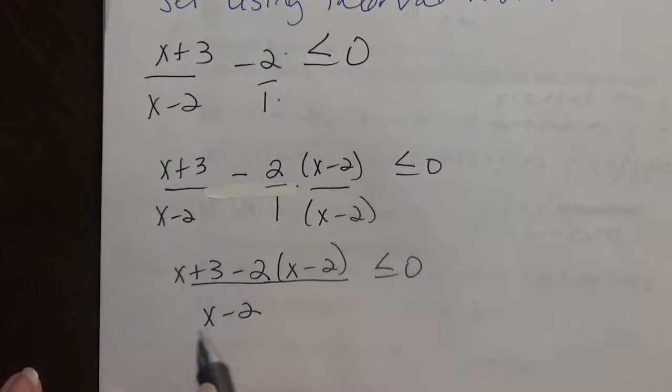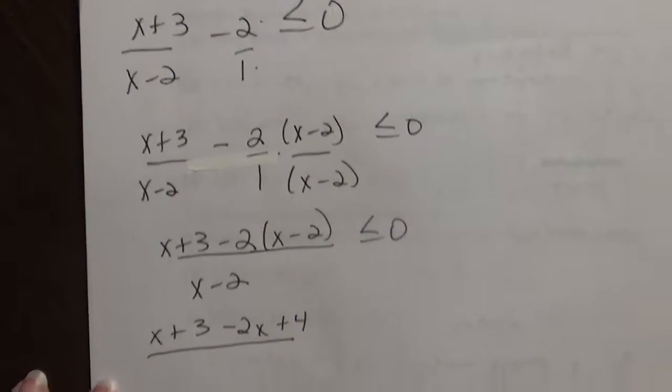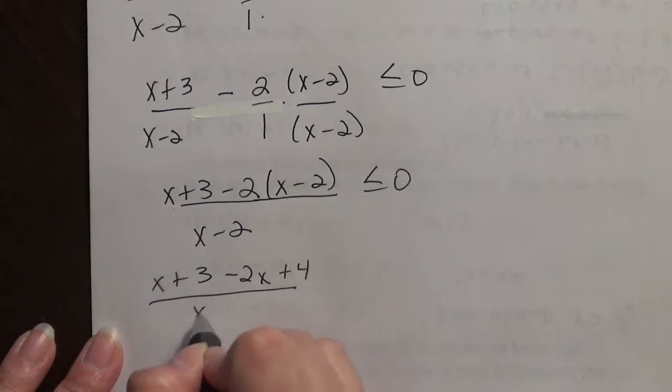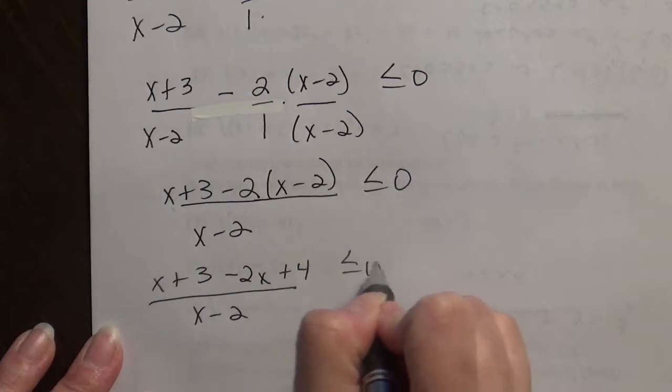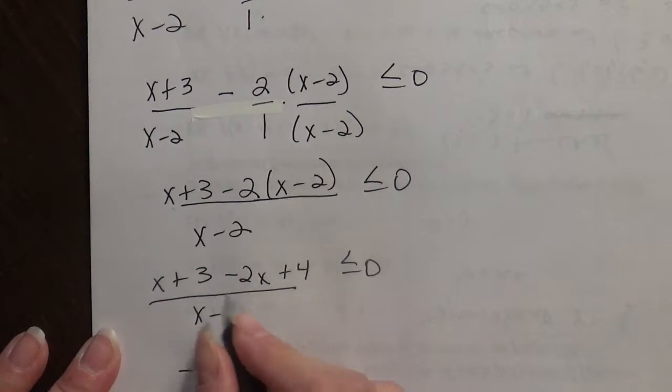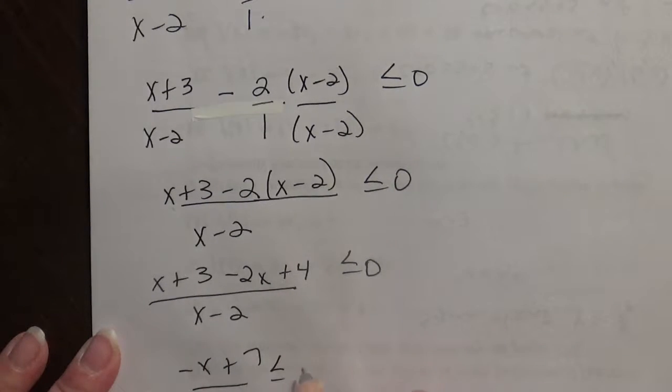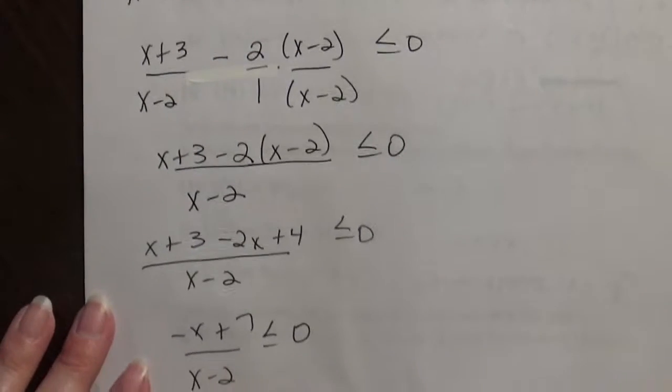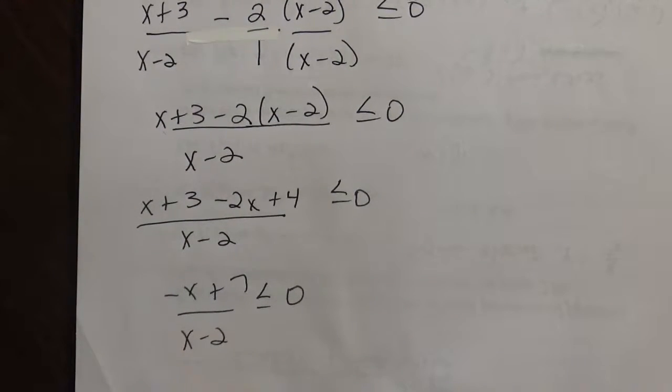Alright, then I can distribute in the top. I'll have x plus 3 minus 2x plus 4, all over x minus 2, less than or equal to 0. So I'm getting there. I've got to finish simplifying the numerator. x minus 2x, that's negative x. 3 plus 4 is 7. Okay, so now we've got it down to something that's not too bad to work with.